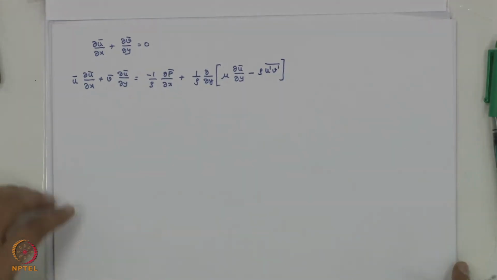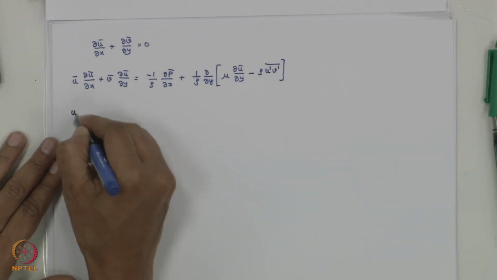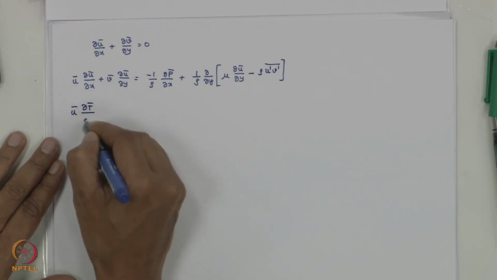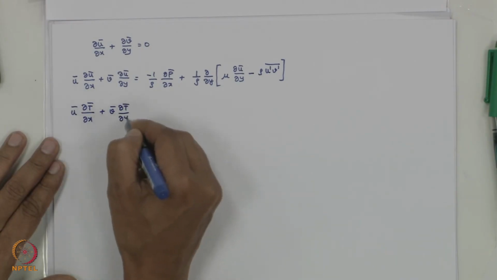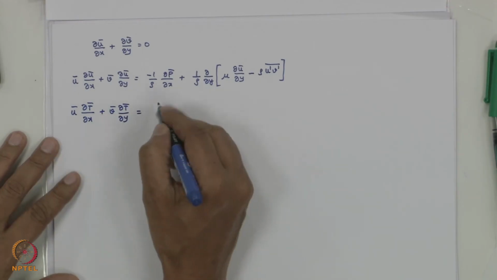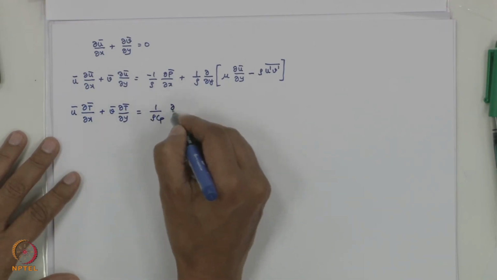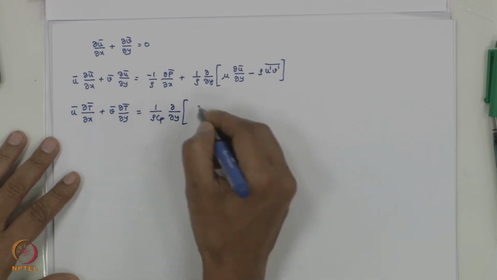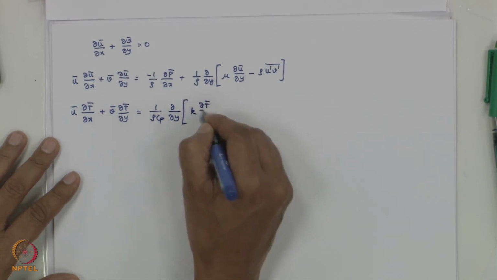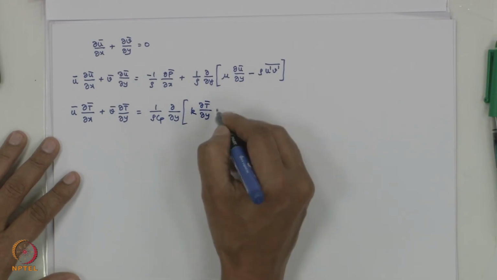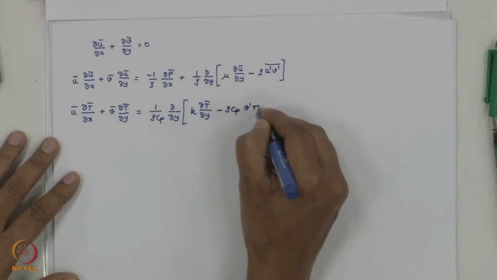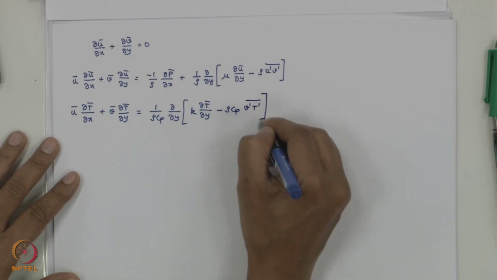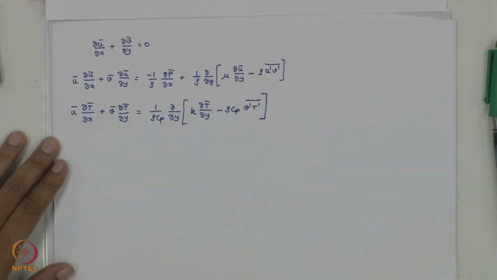Similarly, the energy equation: U bar del T bar by del X plus V bar del T bar by del Y is equal to 1 by rho Cp del by del Y of K del T bar by del Y minus rho Cp V prime T prime bar.